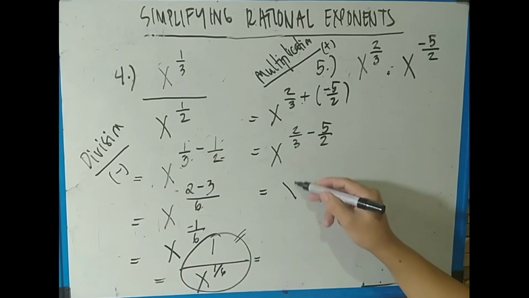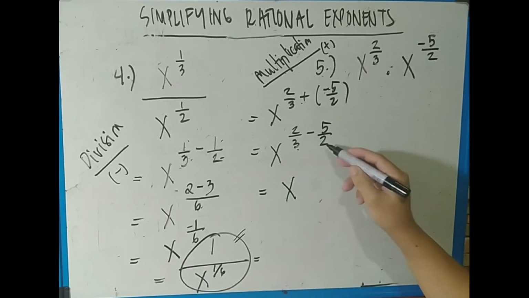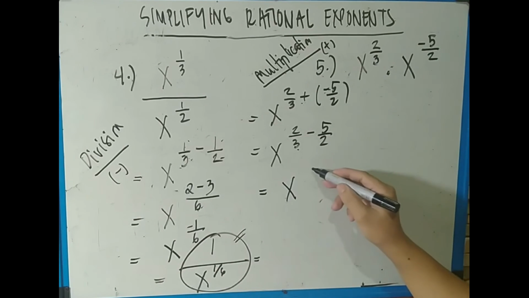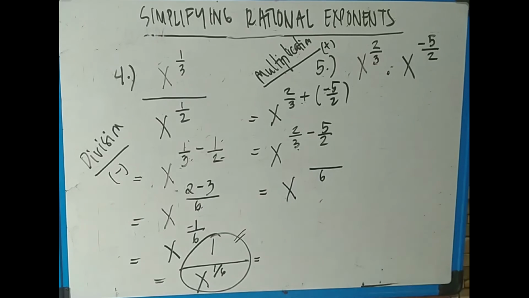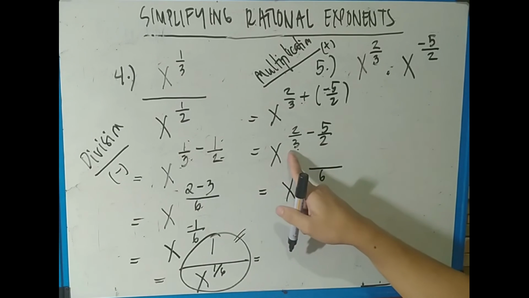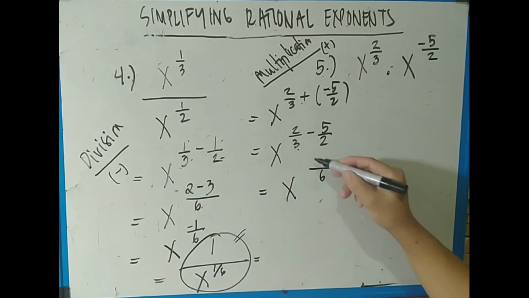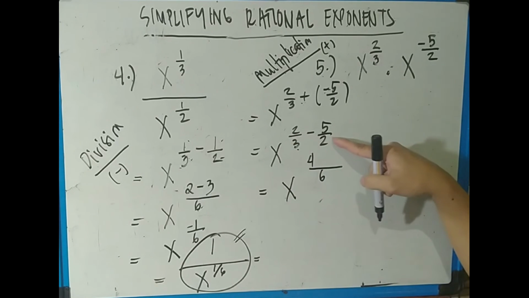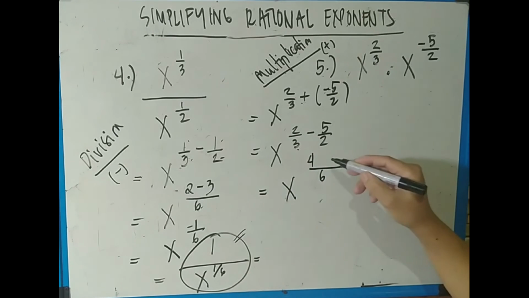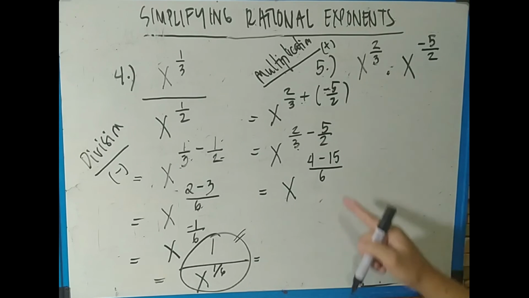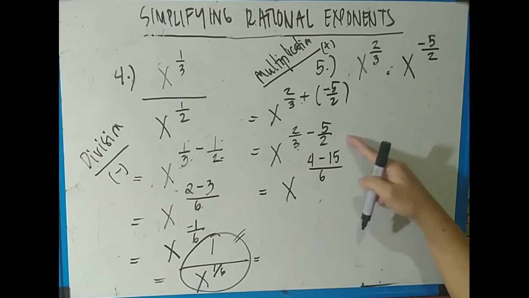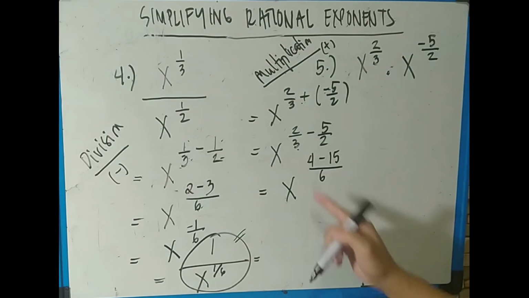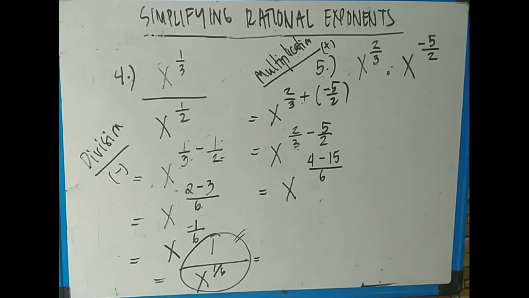We will be having x raised to. Get the LCD again, 3 and 2, which is 6. Then 6 divided by 3 is 2. Times 2 will be 4. Then 6 divided by 2 is 3. Times 5 will be 15. So we have 15. Again, 6 divided by 2 is 3. Then 3 times 5 is 15. So we have now 4 minus 15 over 6.